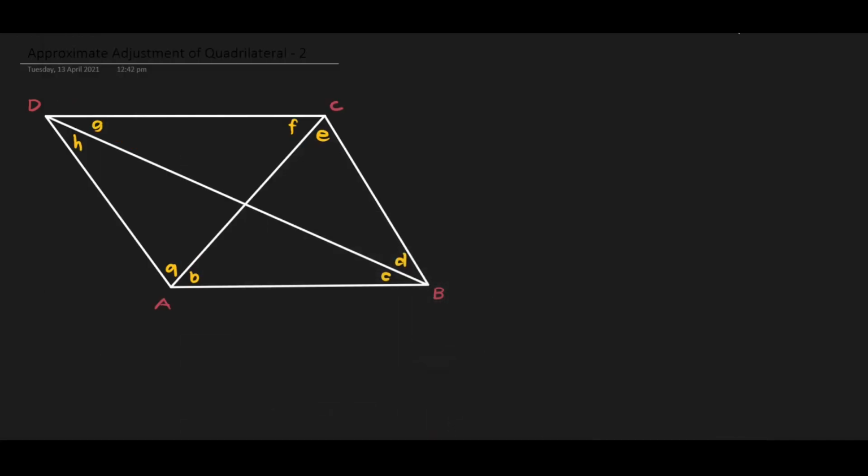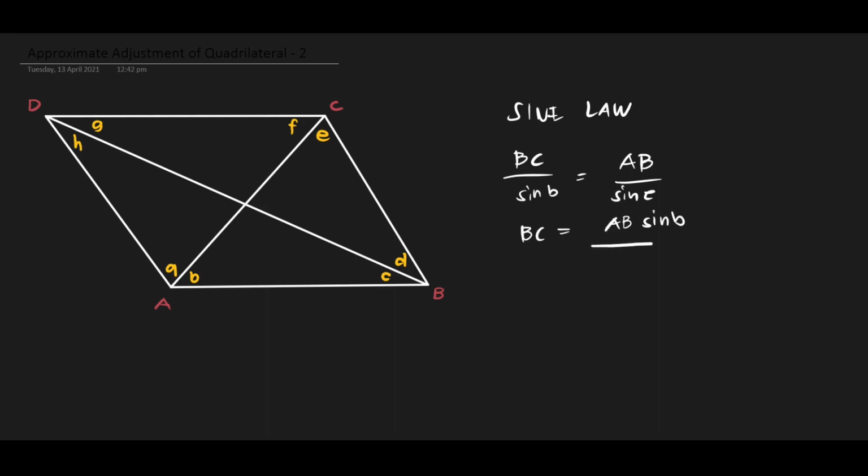Okay, let's discuss the side condition. Now, the side condition is based on the sine law. So let's say you want to compute the length of side BC using AB. You have here BC over sine B is equal to AB over sine E, right? So you have BC is equal to AB multiplied by sine B all over sine E. Okay, so this is for triangle ABC.